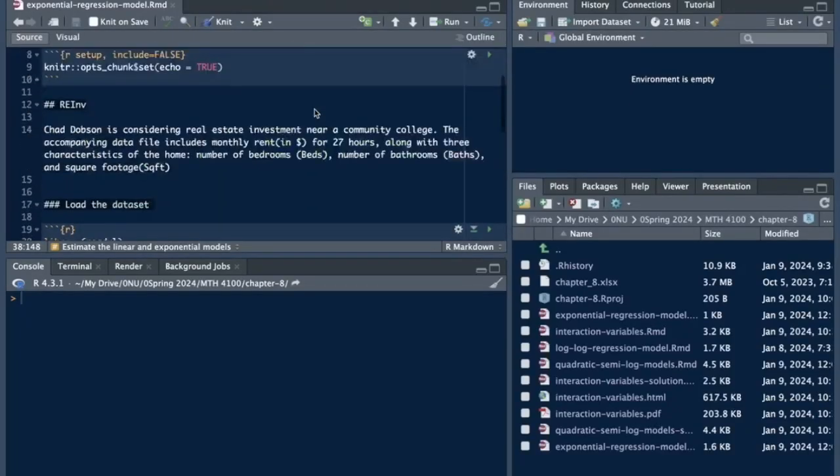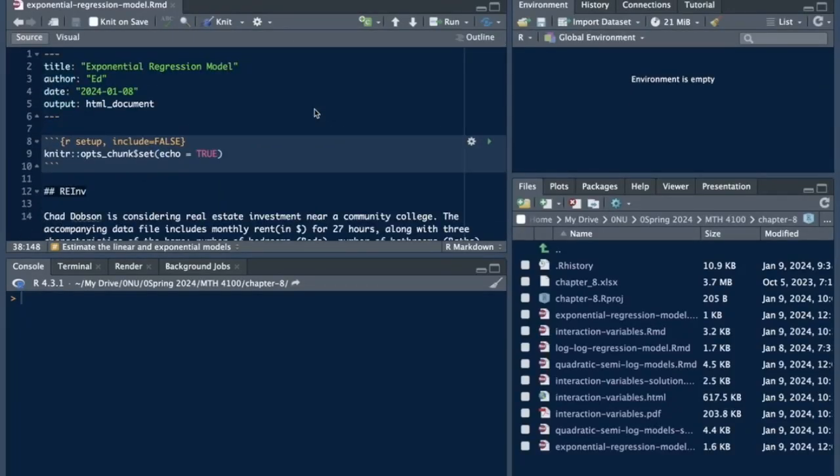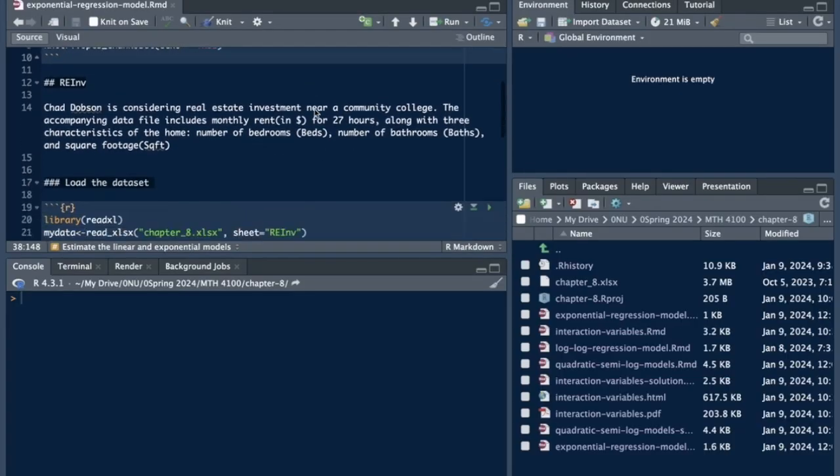In this example, we are going to estimate an exponential regression model, and we will compare it with a linear regression model and see which one does better. So the question is, why do we do an exponential regression model? Why do we use this kind of estimation?